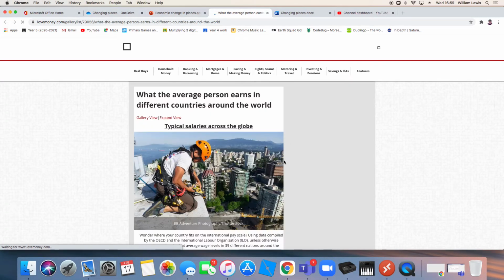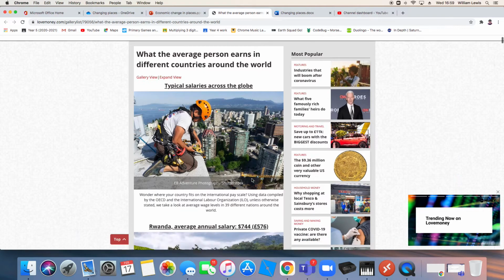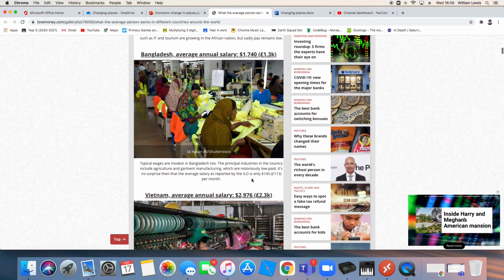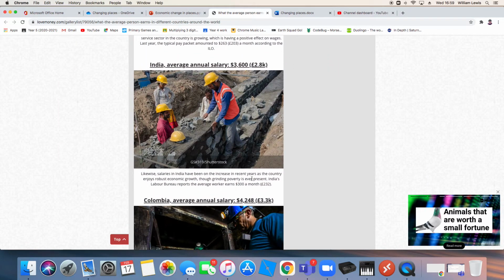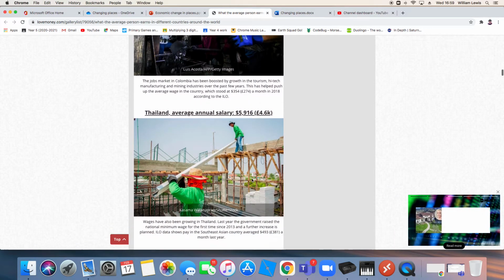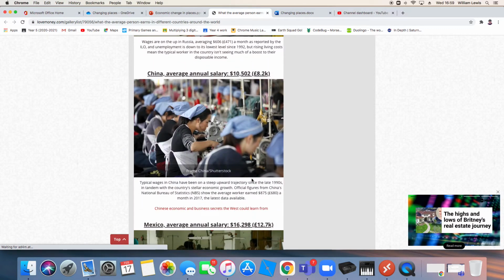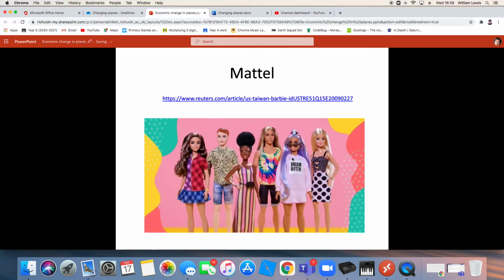Wow. And this is just some proof, if you like, that it's all about money. All three of those hyperlinks do the same kind of thing in slightly different ways. So you can see people's average annual salary. Rwanda, £576. Bangladesh, 1,300. And it just proves the point that we were trying to make. If you could pay people less money to do the same job as a business person, that's what you do, isn't it? Okay? So those hyperlinks are there just sort of for your interest, really.